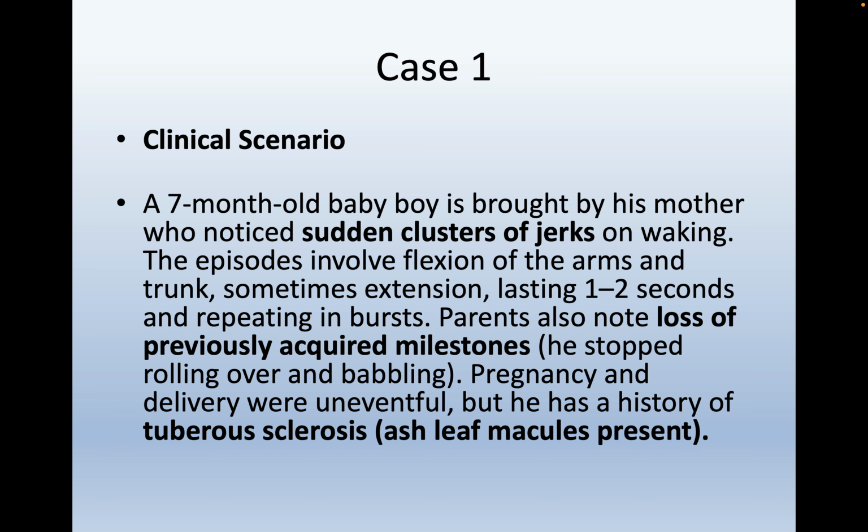Let's start with case number one, clinical scenario: a 7-month-old baby boy brought by his mother who noticed a sudden cluster of jerks on waking up. The episodes involved flexion of the arm and the trunk, sometimes extension, lasting 1 to 2 seconds and repeated in bursts. Parents also noted a loss of previously acquired milestones. He stopped rolling over and babbling. Pregnancy and delivery were normal, but he has a history of tuberous sclerosis. Ash leaf macules are present.